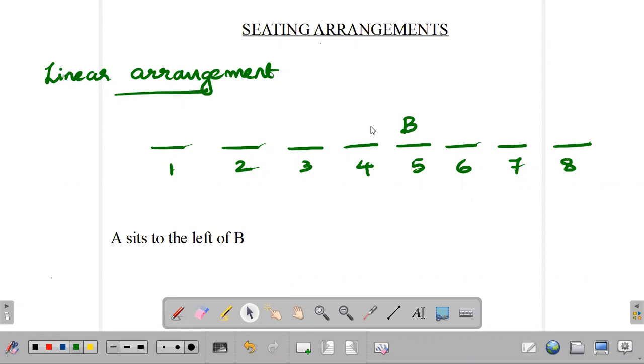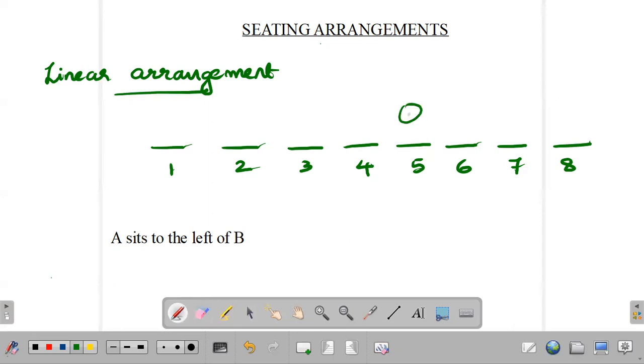Okay. Many people will say 4. Some people will say 1, 2, 3, 4. Any other possibility? Let me tell you, 6 is possible, or even 6, 7, 8 is also possible. I'll tell you why. Because I have not actually told you in which direction this B is facing.